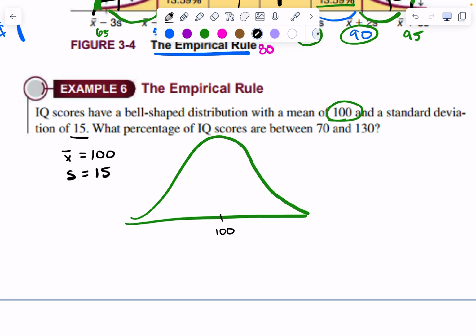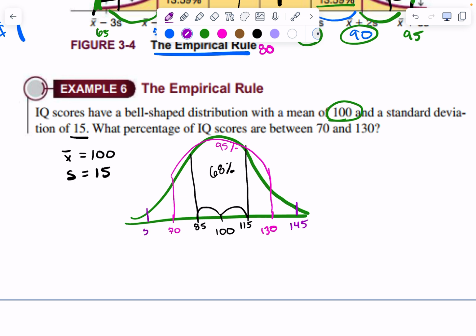If we add 15 and subtract 15, that goes to 115 and it goes to 85. That's one standard deviation. 68% lives there. If I add and subtract it again, that makes 130 and 70. In that region, 95% lives. And if I go again, and I add 15 and I subtract 15, this is 145, and this is 55. And 99.7% of people are going to be in that range. Got it?